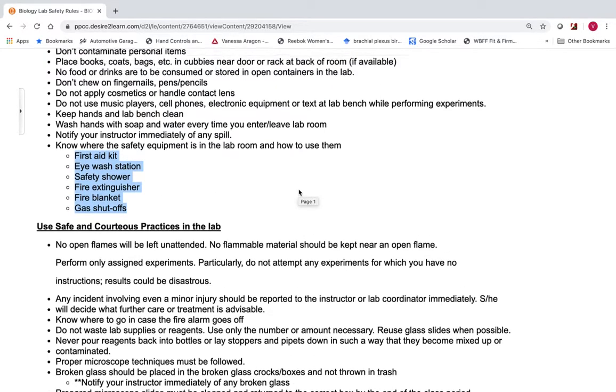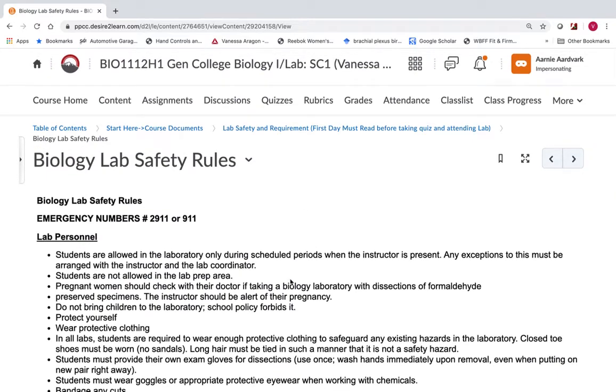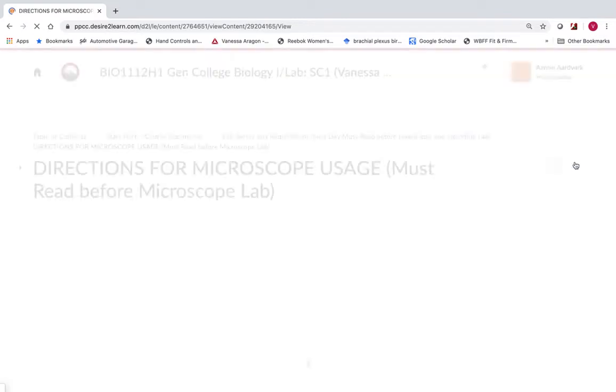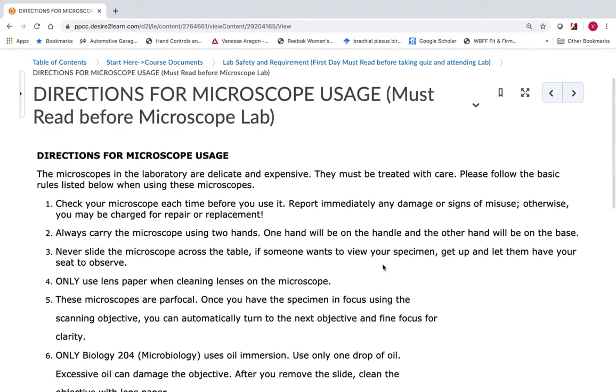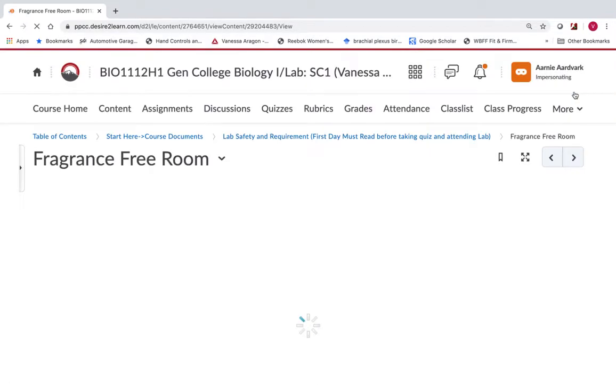So that is the meat and the potatoes of the things I have to tell you beforehand, but please read through this thoroughly. All right, next, microscope use. If we end up doing the lab with the microscope, this will need to be read before that first microscope lab. So, going to the next, fragrance-free room.